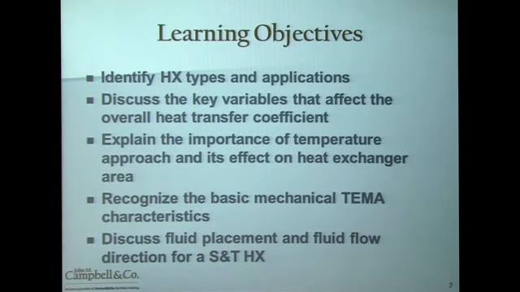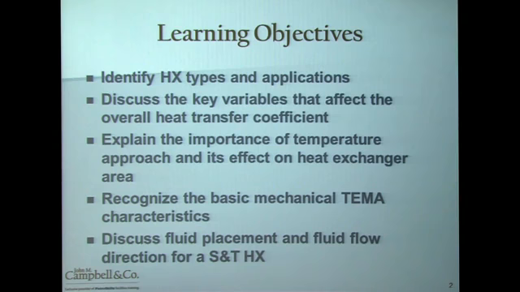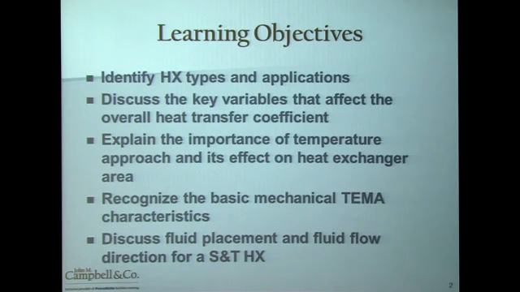In the heat exchanger section in class, at the end of such a session, you will be able to identify heat exchanger types and applications on a high-level basis. You'll be able to discuss the key variables that affect the overall heat transfer coefficient. We focus mostly on shell and tubes in this section. You'll be able to explain the importance of temperature approach and its effect on heat exchanger area, and that is a critical thing that you need to understand.